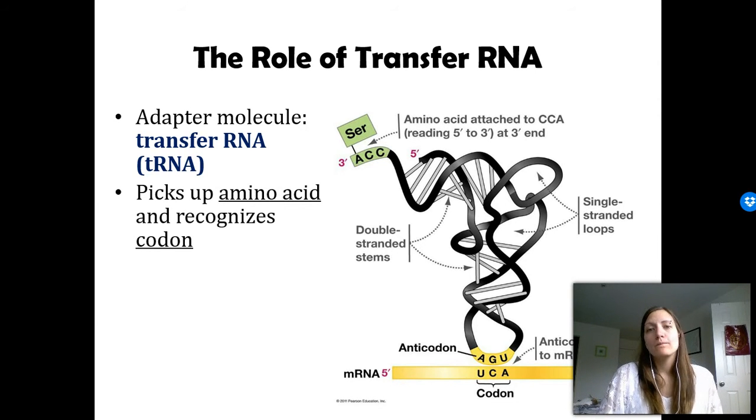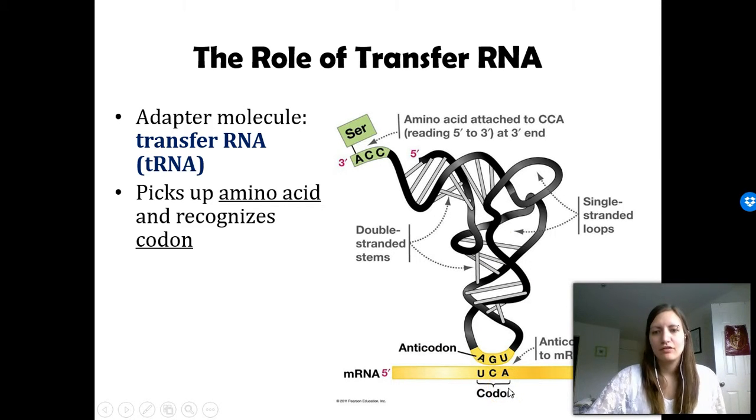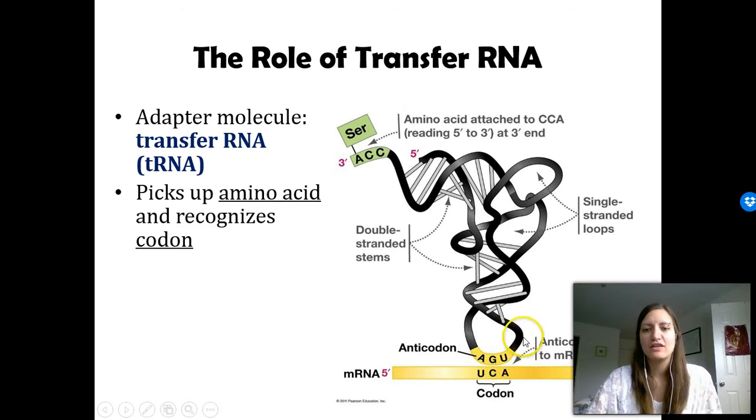And its whole goal is to pick up an amino acid. You can see that bound here at the end of this tRNA molecule. In this case, we have SER, which is serine. And on the other end, it has this recognition site where it's going to recognize what mRNA has been saying. So for instance, mRNA has a codon that says UCA. Well, tRNA has the complement to that. In this case, it has AGU.